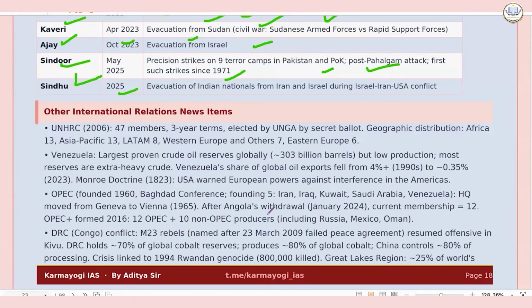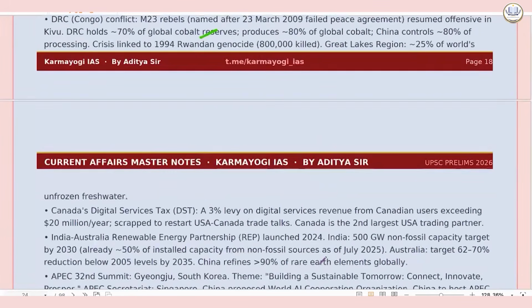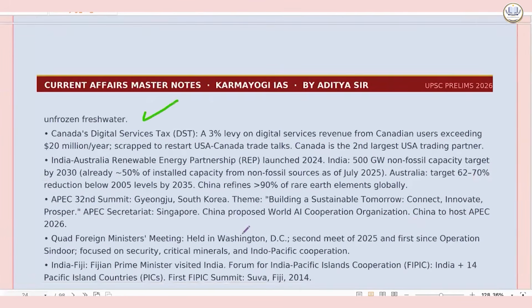We have Democratic Republic of Congo conflict. So M23 rebels resumed offensives in Kivu. DRC holds 70% of global cobalt reserve. Very important. Already asked in prelims. Produces 80% of global cobalt. China controls 80% of processing. Crisis linked to 1994 Rwandan genocide. Killed 8 lakh people. Great Lakes region, 25% of world's unfrozen fresh water is there.